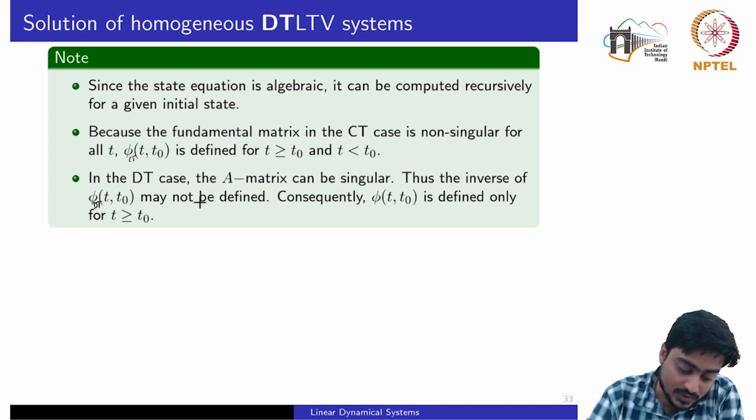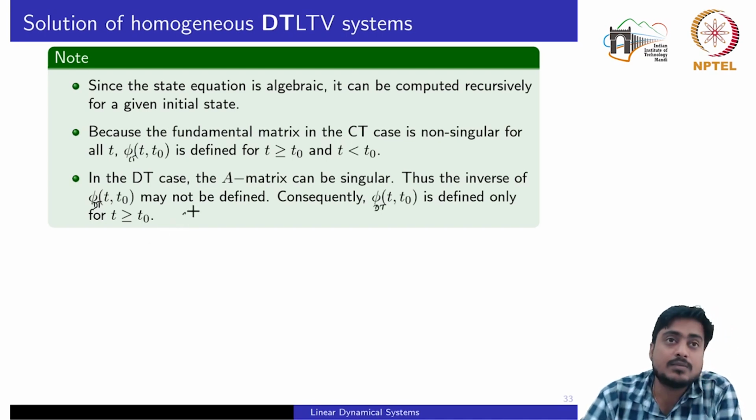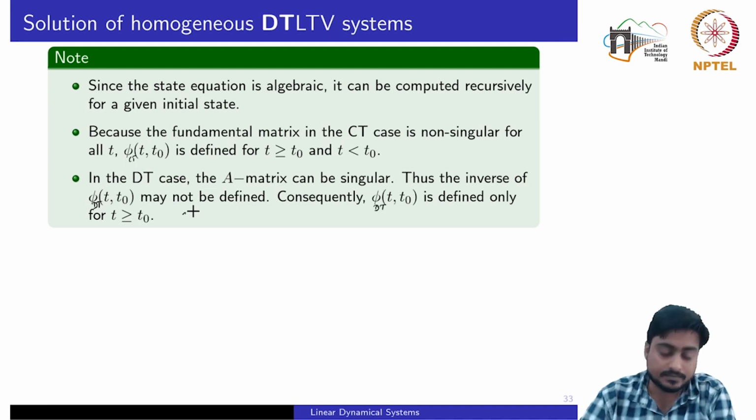So if this is singular, then I cannot take the inverse of this phi dt. If I cannot take the inverse of phi dt, then this phi t comma t naught, basically phi dt t comma t naught, is defined only for t greater than or equal to t naught, that is only in the forward direction. I cannot define this transition matrix for t less than t naught, because the inverse has to exist.